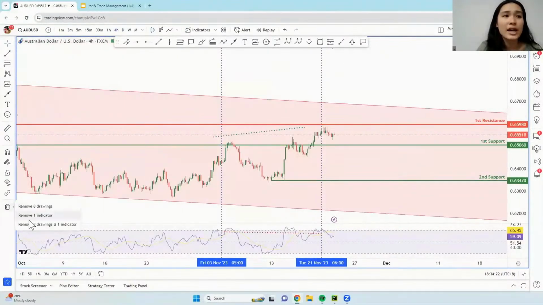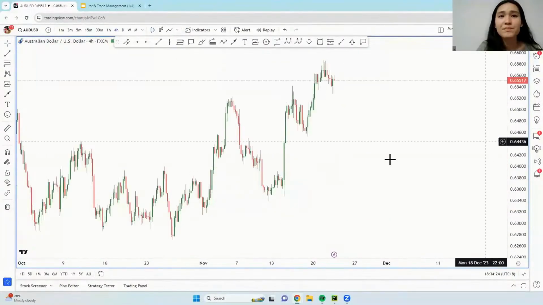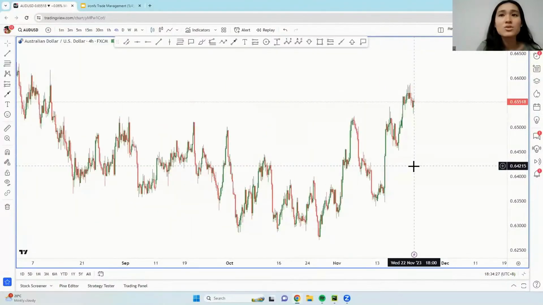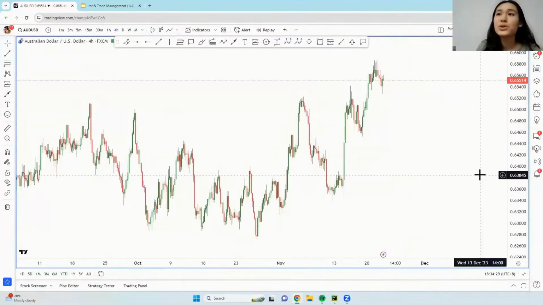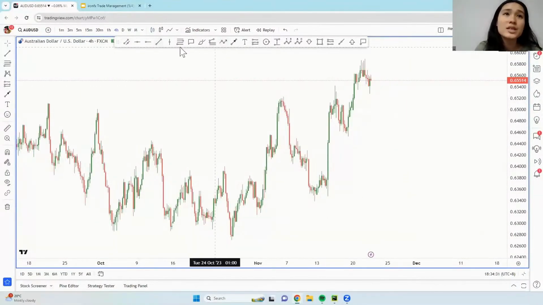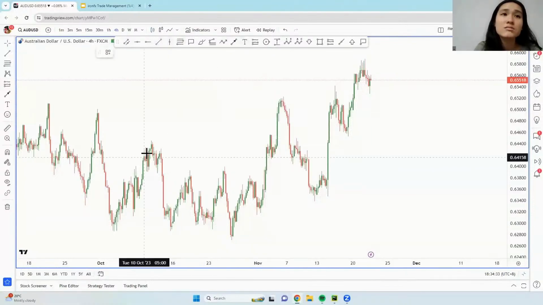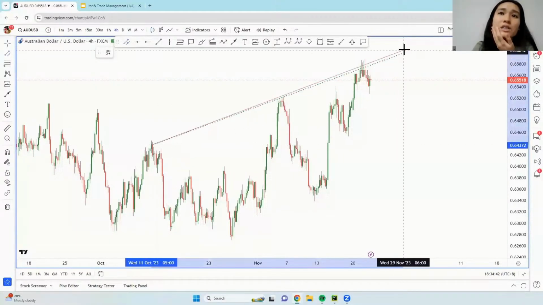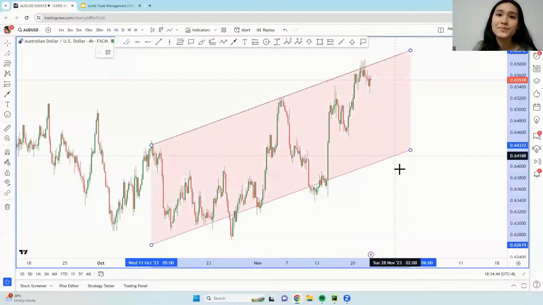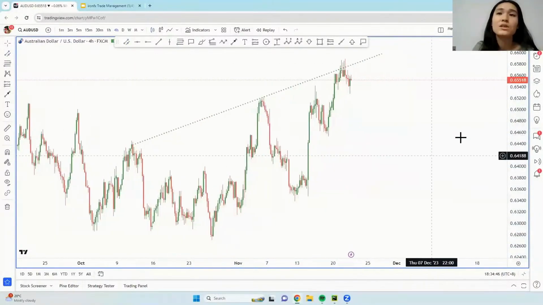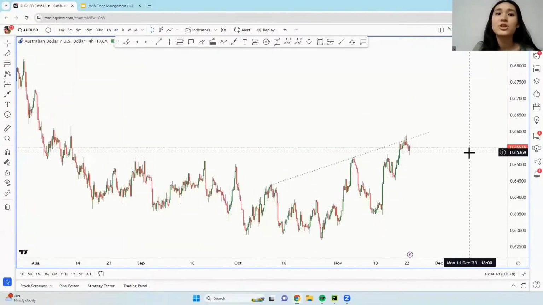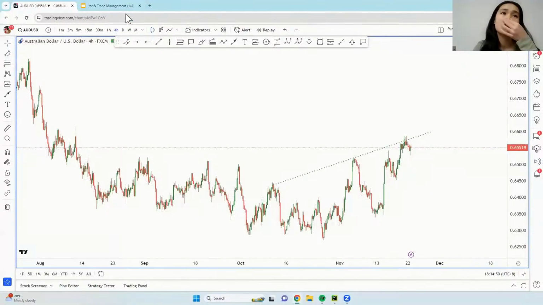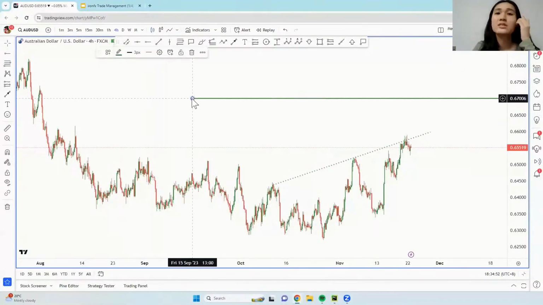Now let's take a look at our 4-hour time frame. Okay, so on our 4-hour time frame, it's actually pretty bullish. Okay, we have an ascending trend line. Let's see if we have a trend channel as well. Wait, no. But we have an ascending trend line. Now let's go in with our support and resistance levels.